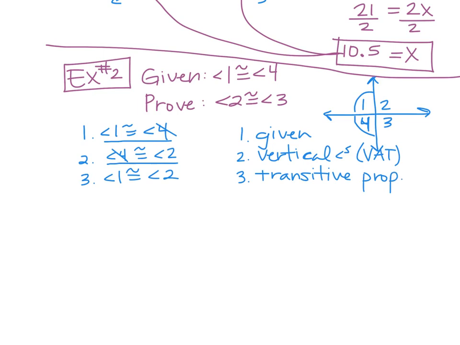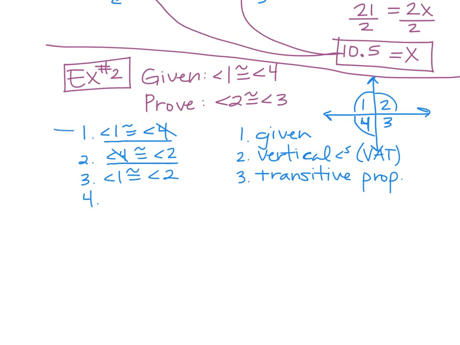Okay, so now we know 1 is congruent to 2. We're trying to prove that 2 is congruent to 3, which we can't quite do yet, but we're getting close. We also said we know, yeah, Angie. Wait, can you explain the transitive property again?